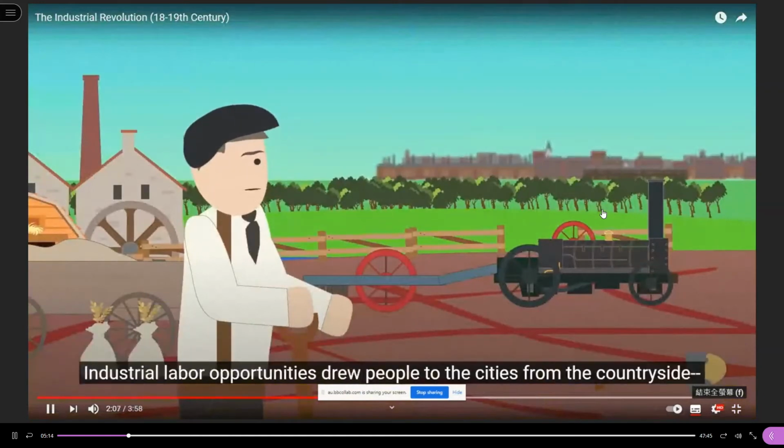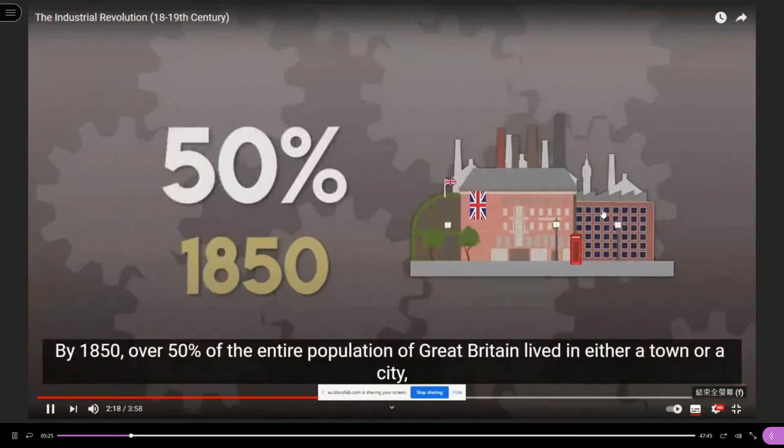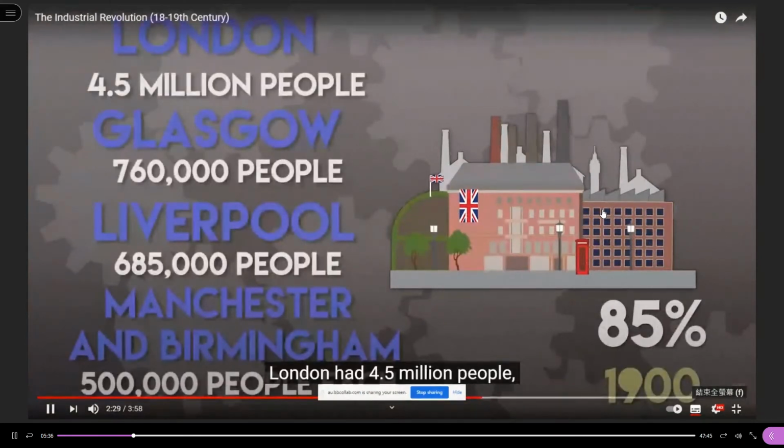Industrial labour opportunities drew people to the cities from the countryside, to such an extent that in 1750 only 15% of the population of Britain lived in towns. By 1850, over 50% of the entire population of Great Britain lived in either a town or a city, and by 1900 it was 85%. London had 4.5 million people, Glasgow 760,000, Liverpool 685,000, and Manchester and Birmingham 500,000.